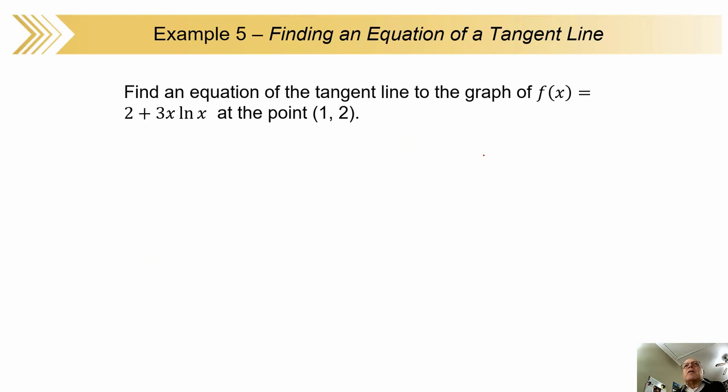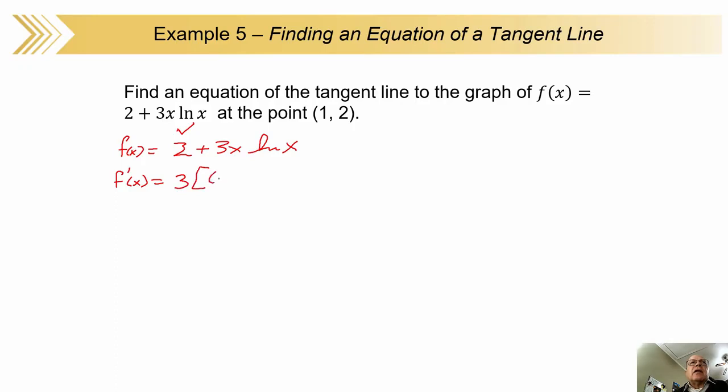All right, now we want an equation of the tangent line to the graph of f of x equals 2 plus 3x natural logarithm of x at the point 1, 2. So first of all, we want to get the slope. So we'll start with the function, get it all on one line, that helps. 2 plus 3x natural logarithm of x. What's the slope? The general slope is, and you'll get a 0 here. Over here, we'll leave that 3 out front.